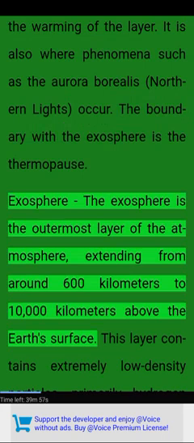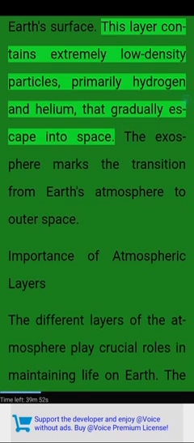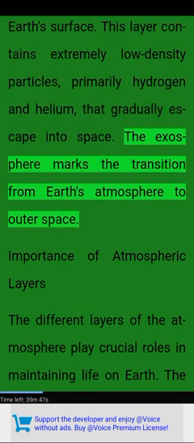Exosphere. The exosphere is the outermost layer of the atmosphere, extending from around 600 kilometers to 10,000 kilometers above the Earth's surface. This layer contains extremely low-density particles, primarily hydrogen and helium, that gradually escape into space. The exosphere marks the transition from Earth's atmosphere to outer space.